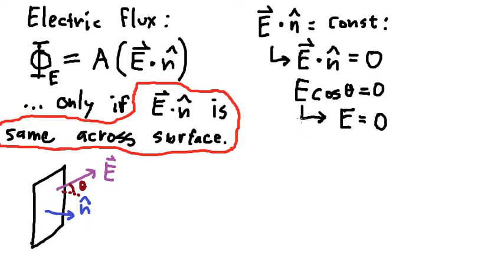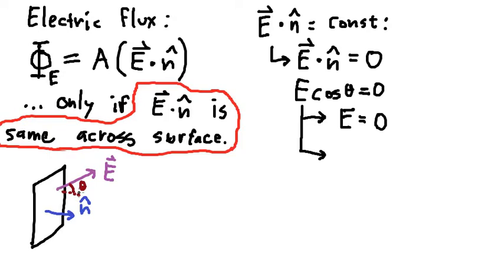So this will be E cosine theta equals 0. If E cosine theta equals 0, what are the possibilities? Well, one possibility, of course, is that E equals 0. The magnitude of your electric field equals 0, and that should be obvious. If you have no electric field, you're not going to have any electric flux through the surface.